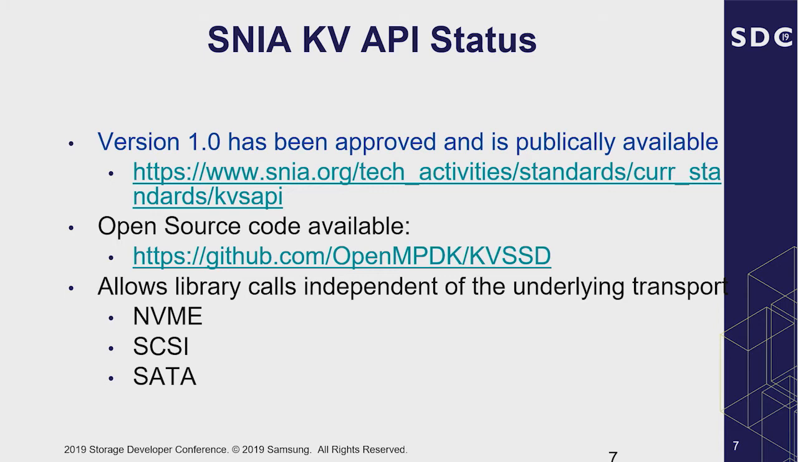It allows library calls independent of the underlying transport. What that means is if I'm talking key value over NVMe, or key value over SCSI, or heaven forbid key value over SATA, all of those, the API will be the same for all of those.